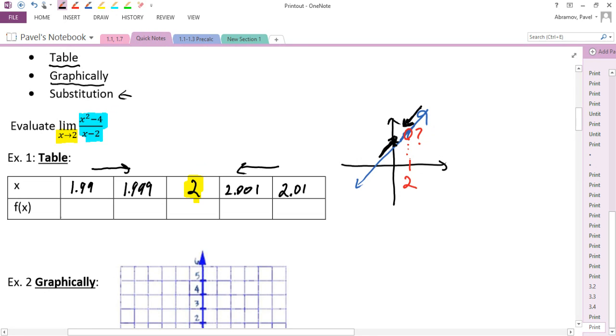So we're going to just substitute 1.99 in for x. So we'll get 1.99 squared minus 4 divided by 1.99 minus 2. So you can use your calculator to calculate this, and you should get 3.99.